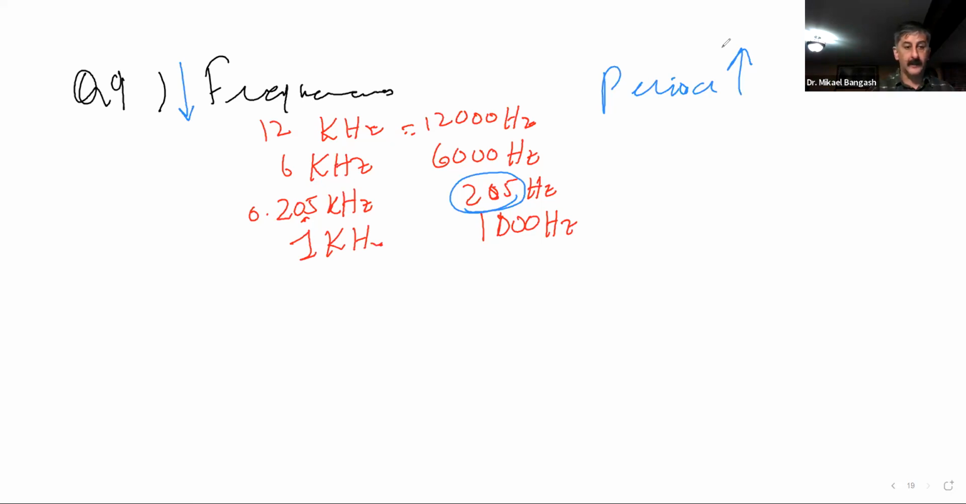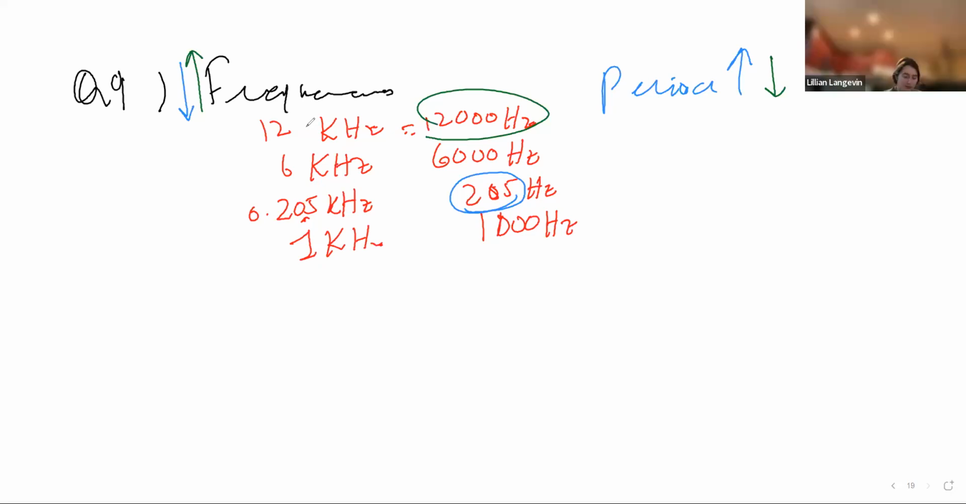Had they done the opposite and asked which of these waves has the lowest period, then you just have to pick the one with the greatest frequency, which would have been 12,000 hertz or 12 kilohertz. Did you guys get that? Yes. Good.